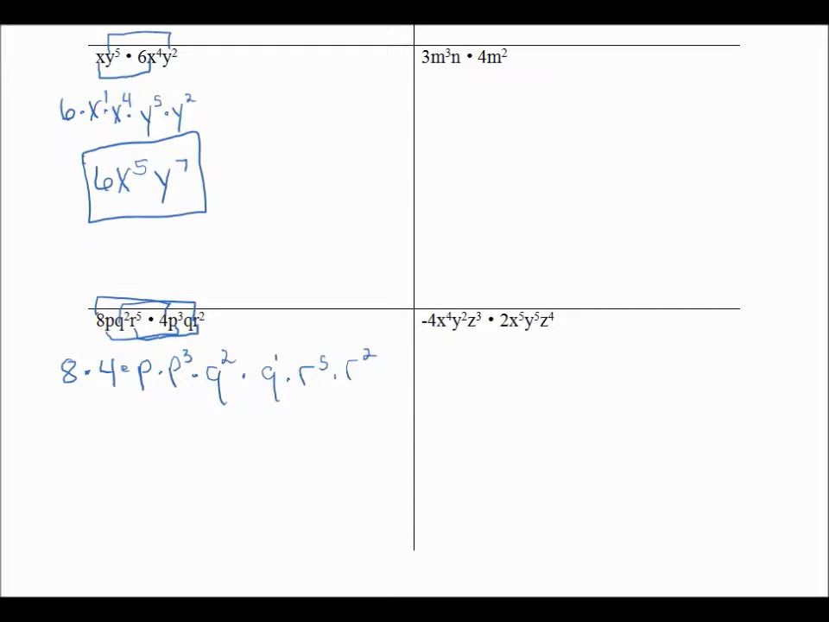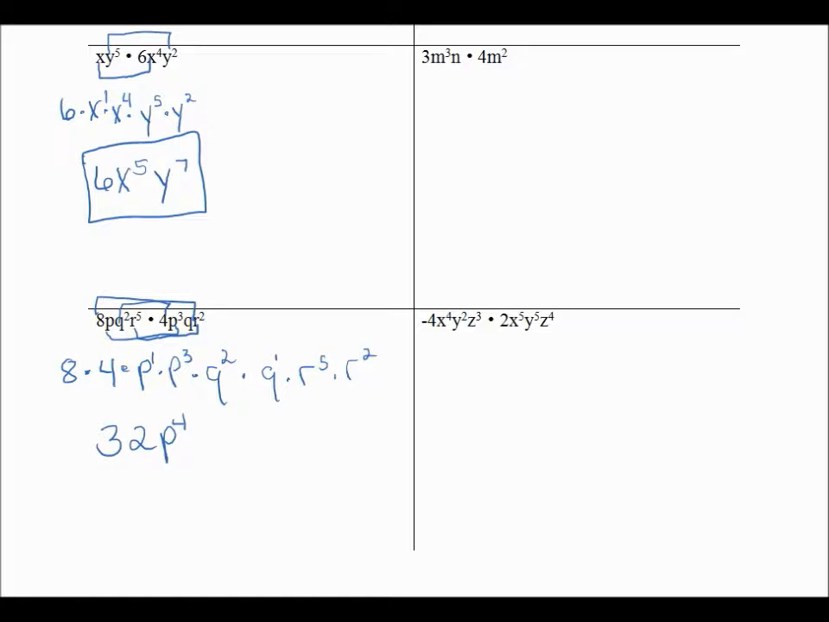Okay, now I'm ready to multiply. 8 times 4 is 32. P to the first power, once again, remember when you don't see a number there, it's understood that that's a 1. The exponent is 1. So that's P to the first times P to the third. We don't write the variable twice. The bases are the same, so I'll put the common base, which is P, and I'll add the exponents. 1 plus 3, P to the fourth.